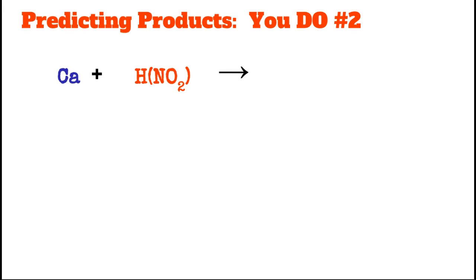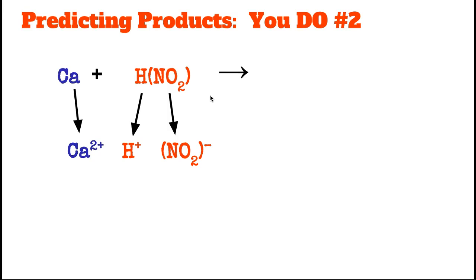Okay, so hopefully you tried this one. Let's take a look at the answer and see how you did. So again, step one, let's write these as ions. Calcium is a group 2 metal, so it's going to have a 2+ charge. Hydrogen is in group 1, so it's going to have a +1 charge. NO2, this is nitrite. We're going to look at our ion sheet and we're going to see that nitrite has a -1 charge.